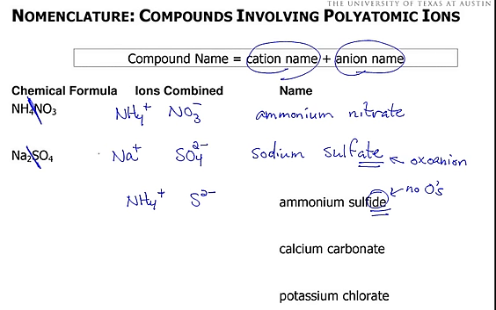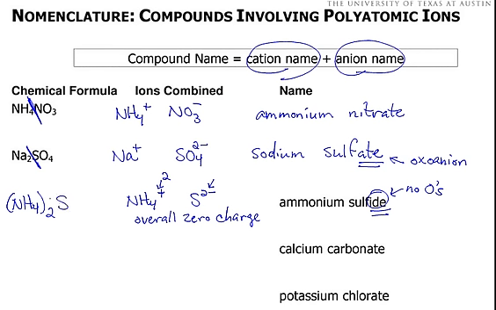Now, just as I did with the sodium sulfate, I'll combine these two ions until I get an overall 0 charge. So my S2 minus, so I have two minuses, I need to have two pluses. So I have NH4 quantity 2 to balance out the two minuses, S.